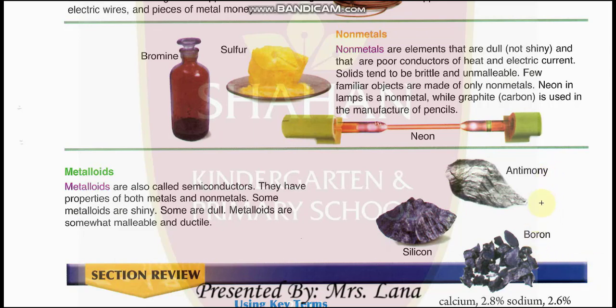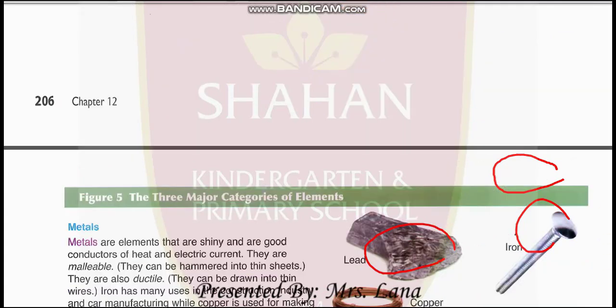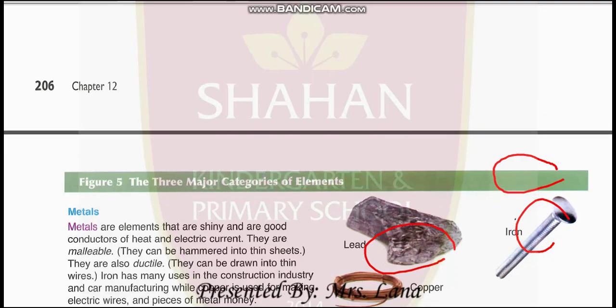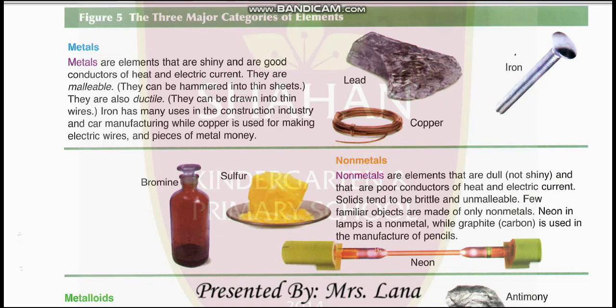And we have the examples of antimony, boron and silicon. And please, students, memorize the example of each type of element. From the metals, memorize lead, copper, and iron. From the non-metals, memorize neon, sulfur, and bromine. And memorize also the chemical structure of each of them. You can find the chemical structure of each one in the periodic table.